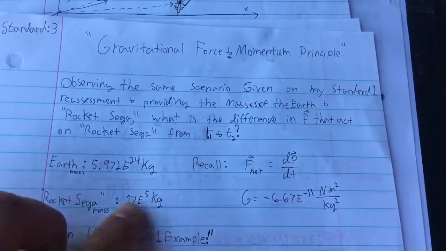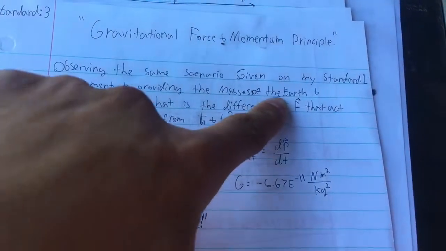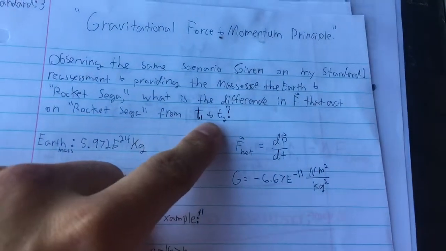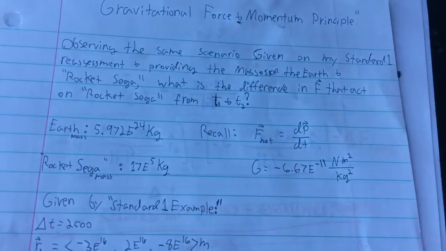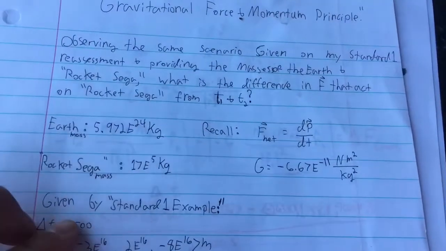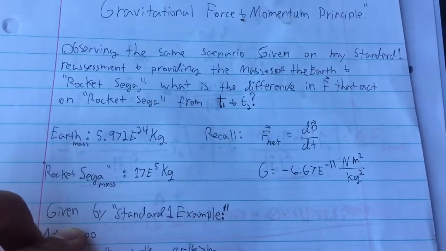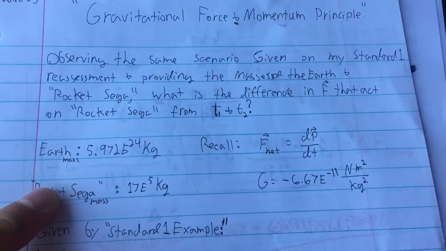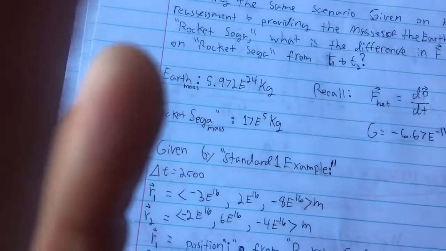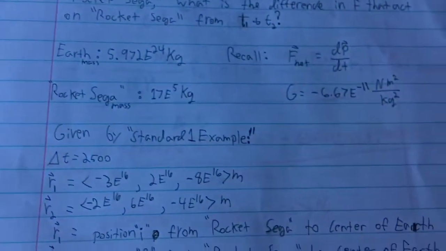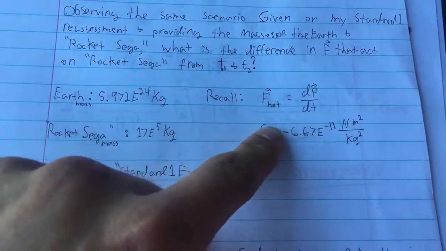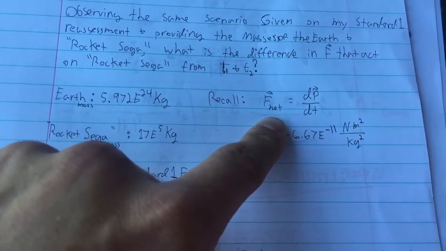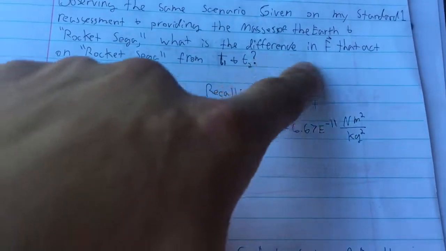We're given the masses of the Earth and rocket Sega, and we want to know the difference in the force acting on rocket Sega from time 1 to time 2. At the end, we want to find the average change over that period of time, so we want to look back to find our momentum principle that we can relate at the end.